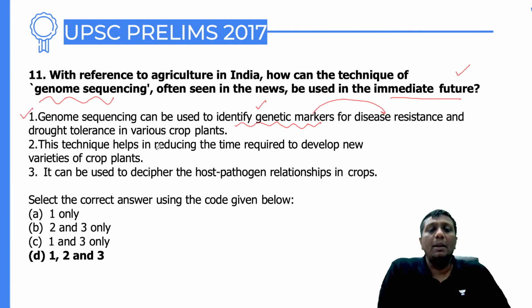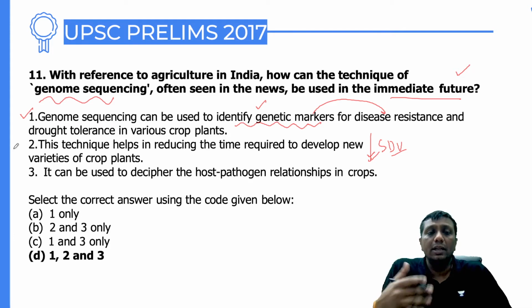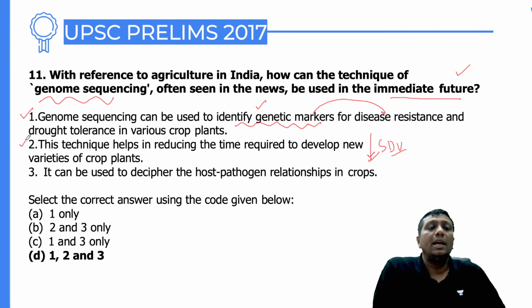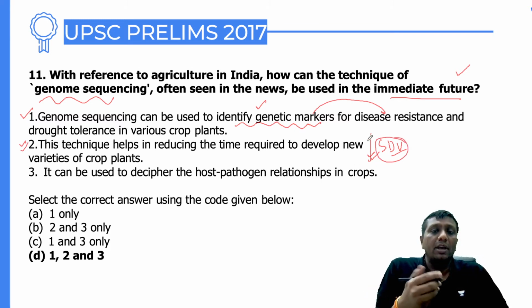Second statement, this technique helps in reducing the time required to develop new varieties of crops. Definitely, guys, even short duration varieties you can develop. So this technology helps in reducing the time required to develop new varieties. Definitely, guys, with the help of gene sequencing, you can find out any of the genes that delay the time period. You will sort those out, and finally you people can reduce the time period, guys, and the plant will grow as soon as possible. Short duration varieties have a lot of economic value, guys.